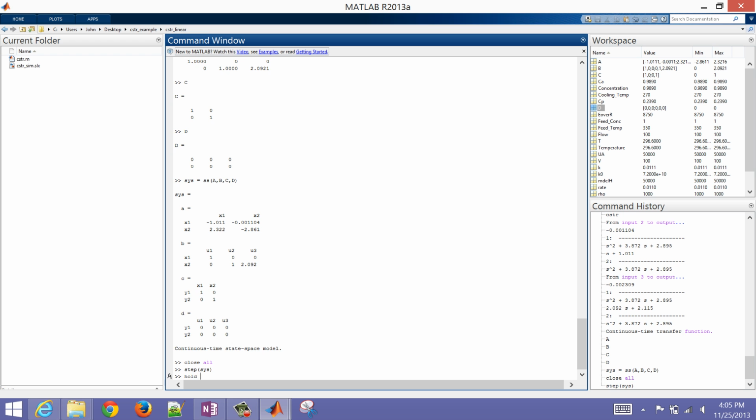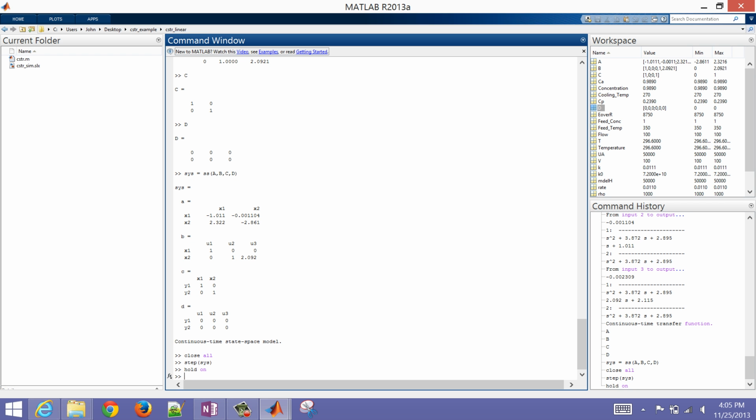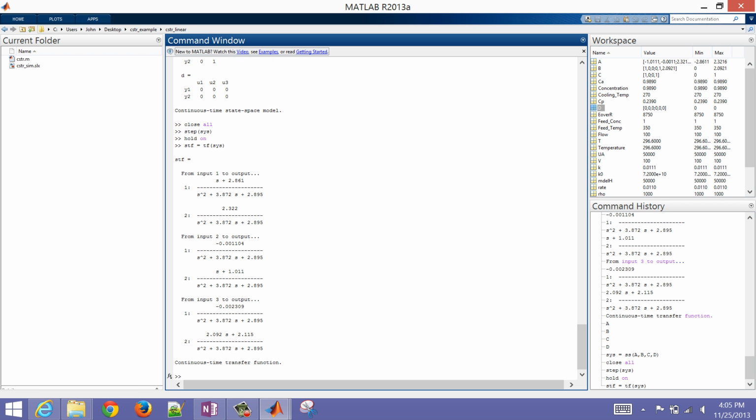I'm going to hold on to that plot and then make a discrete model instead. Actually, I'll do a transfer function model instead. So let's do a transfer function model, and that's just the TF command. The argument of that is just the system that I want to transfer over. So I have 6 transfer functions there from input to output.